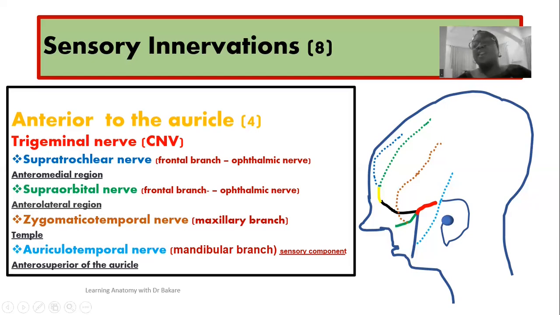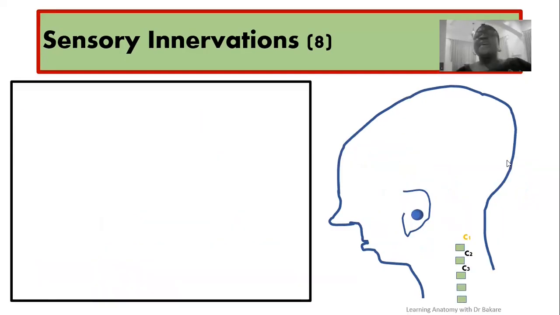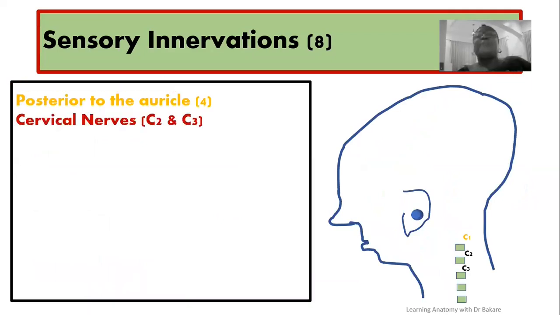Then going behind the auricle, another set of 4 nerves will be emerging from the cervical spinal nerves. So let's unfold the branches that emerge to supply the posterior region of the scalp, the region located behind the auricle. So going to the sensory innervation of the posterior region, we have 4 branches, and these branches are from the cervical spinal nerves, and they are limited to just the 2nd and the 3rd cervical spinal nerves.